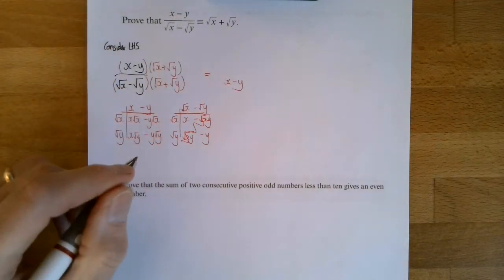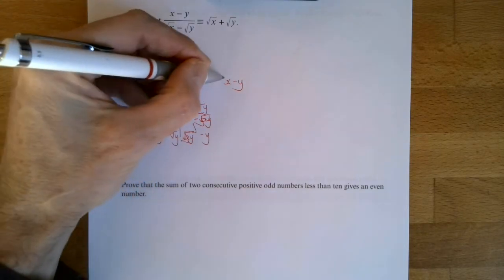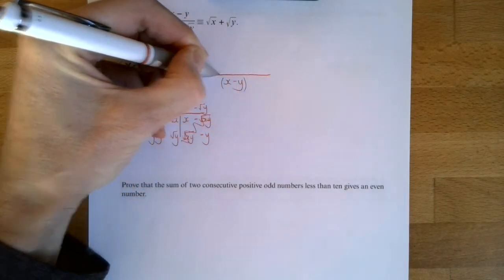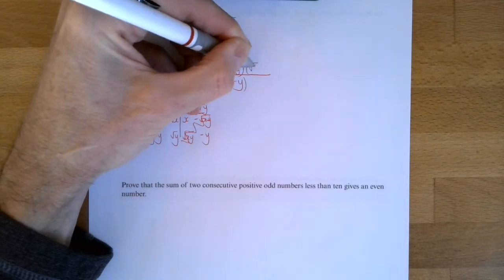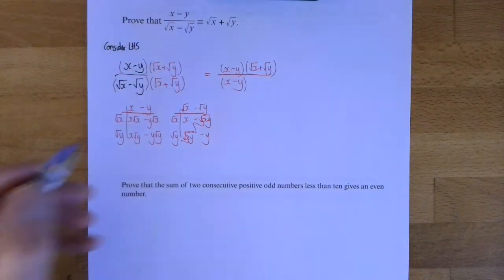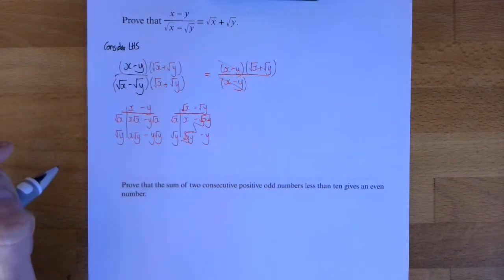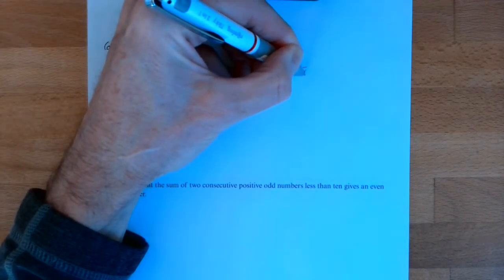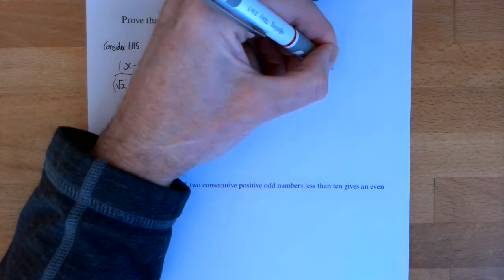Can you see what we do? I don't need to worry about this, do I? Because if I put that in a bracket and just leave the top as it is, I can cancel out my x minus y. And so I'm left with, which is what I was hoping I was going to do.